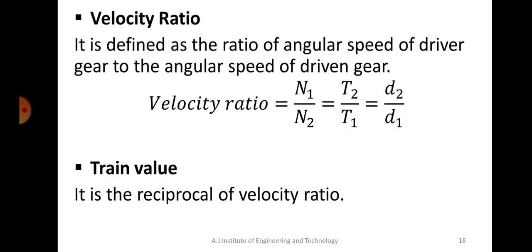Now let us assume gear A, or gear 1, and gear 2. Gear 1 is meshing with gear 2. Now gear 1 is rotating at a certain speed, right? You are meshing gear 2 with that, so gear 2 will also start rotating at a certain speed. Now the speed will depend upon the number of teeth in the gear.